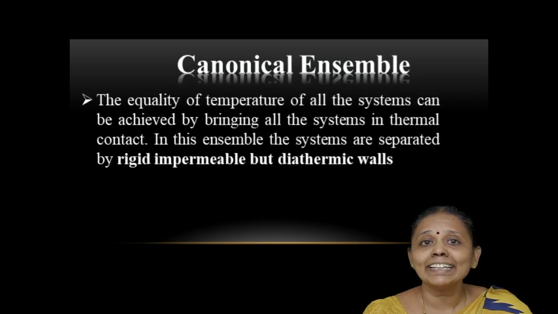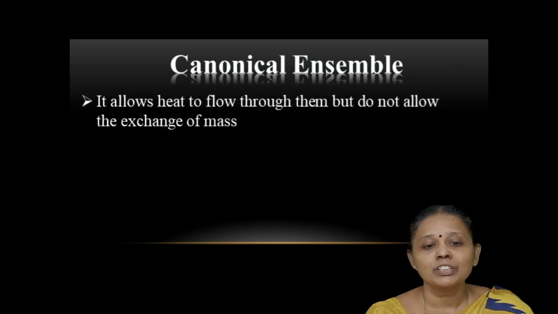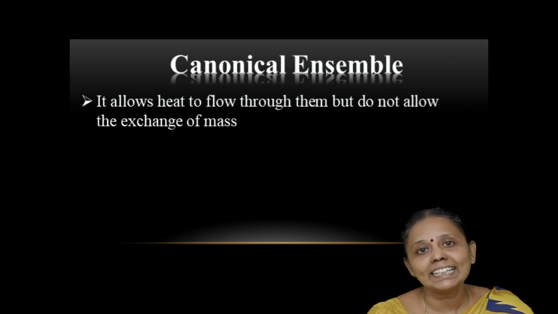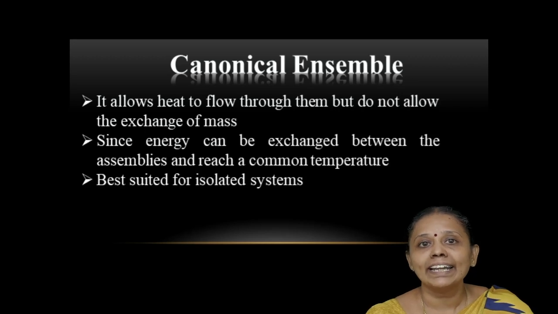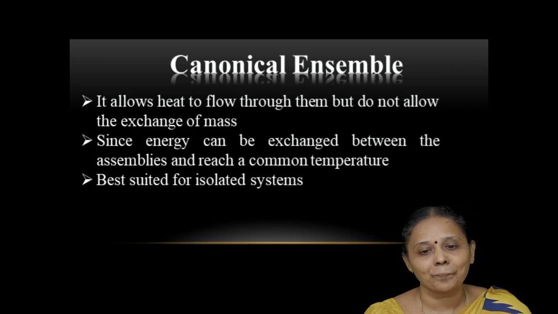So here the equality of temperature is attained in order to bring the systems in thermal contact with each other, because the walls are rigid, impermeable, and conducting. Therefore it allows heat to flow through them, but does not allow the exchange of mass within the ensembles. So here energy can be exchanged between the assemblies until they reach a common temperature. This kind of ensemble is best suited for isolated systems.